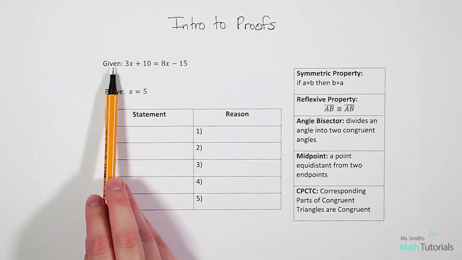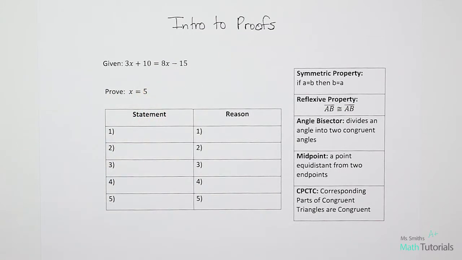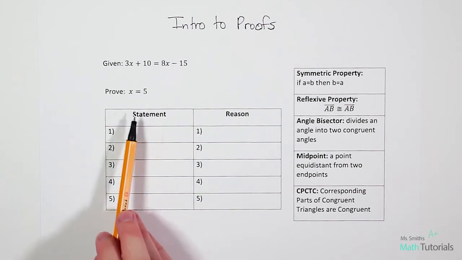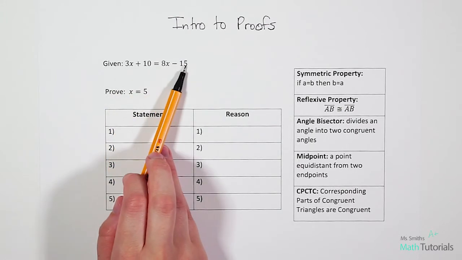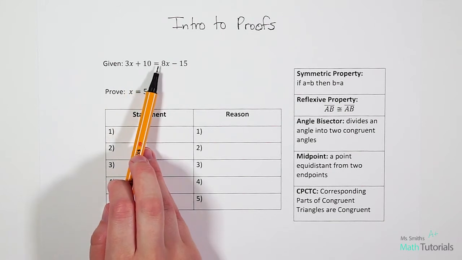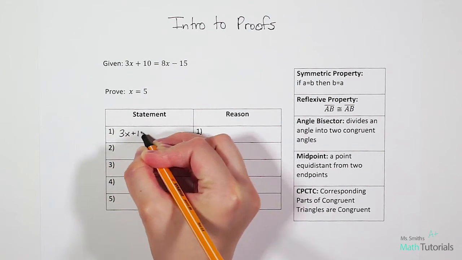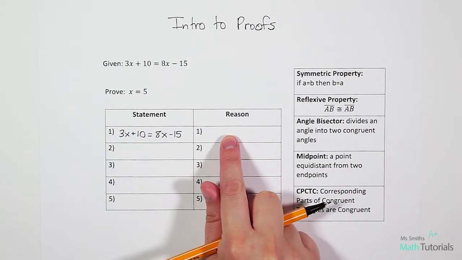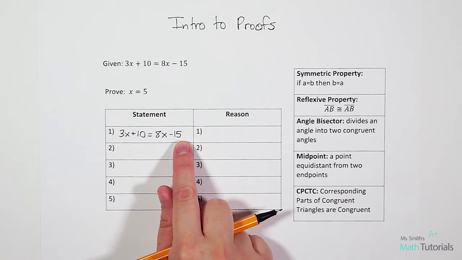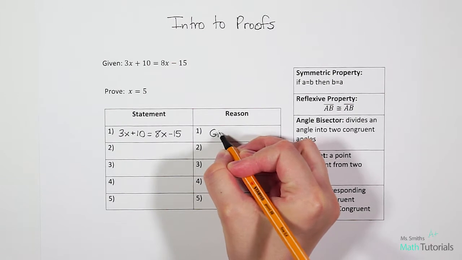You'll notice that the first thing that we're told is we are given this statement. Now, I love our given statements because they're what I like to think of as free points in the proof. Our first statement will always be what we're given. In this case, we were given 3x plus 10 equals 8x minus 15. So I'm going to write that statement. What is my reason of knowing that's true? Well, it was given. So my reason is just given.